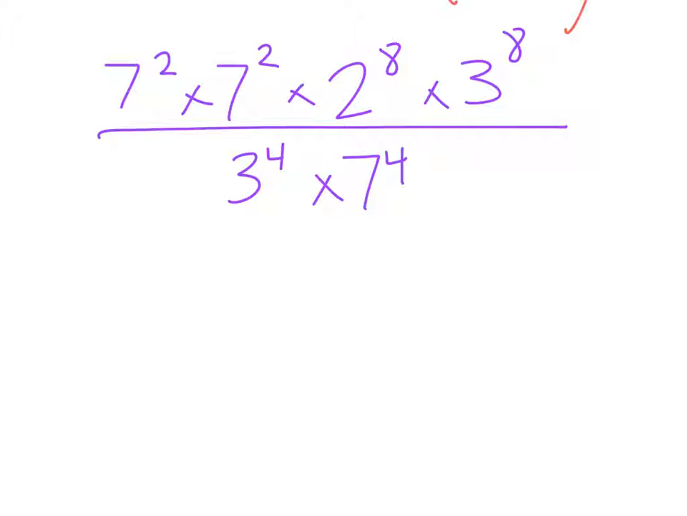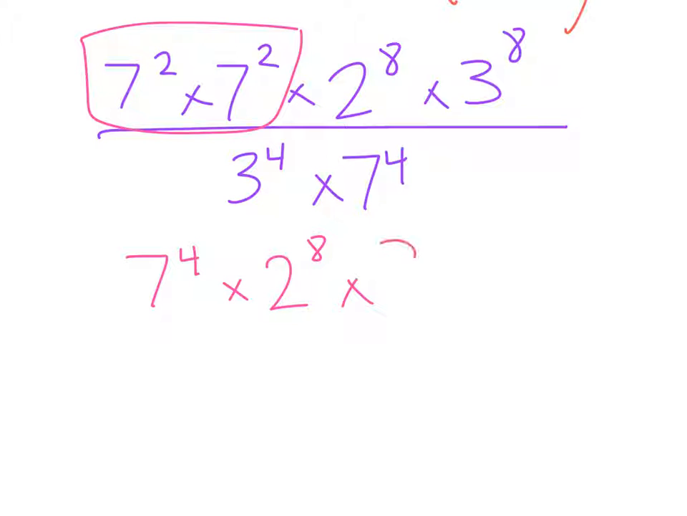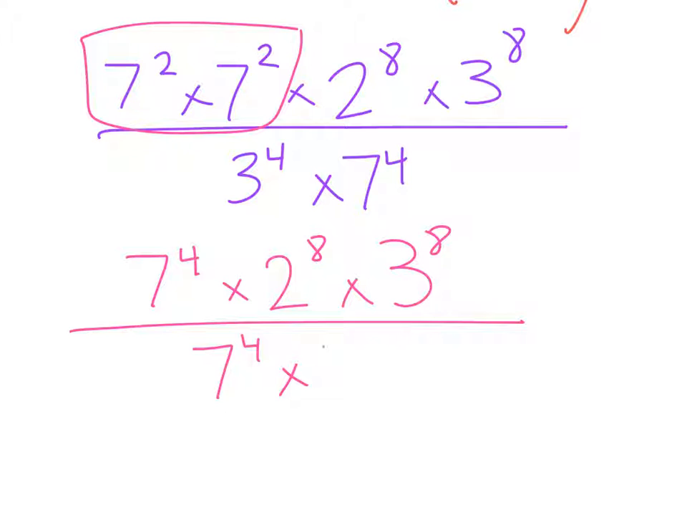Now you can see I have some bases that are the same, so I'm going to group those bases. I'm going to take these 7's that are on top and make them 7 to the 4th, and then nothing else on the top can get grouped. 2 to the 8th times 3 to the 8th. Let's look at my denominator. Nothing can get grouped, but according to the commutative property, I can multiply in any order. So I'm going to bring the 7 to this side, the 3 to this side.